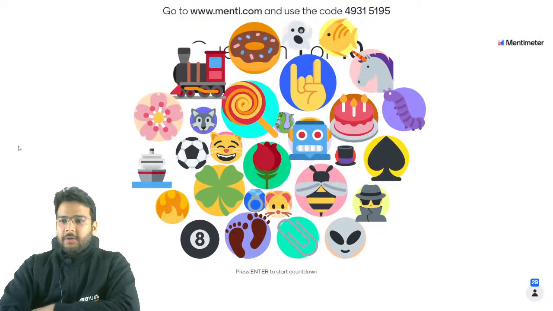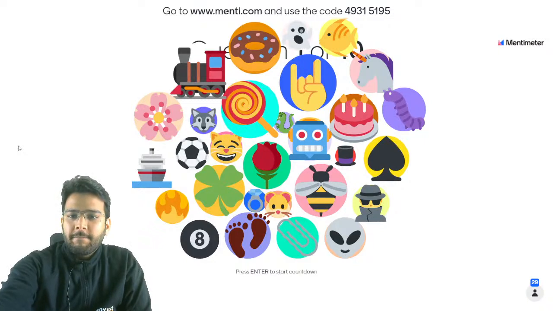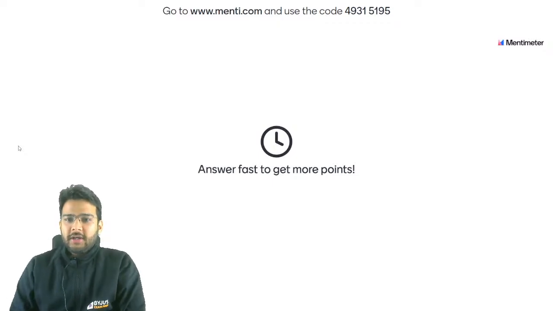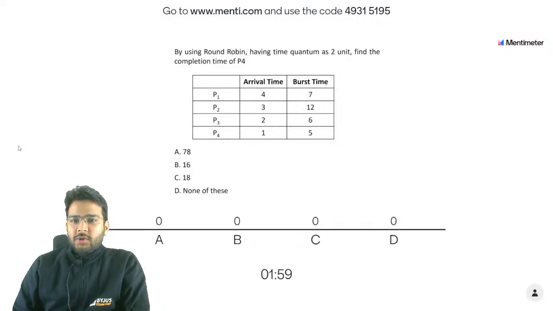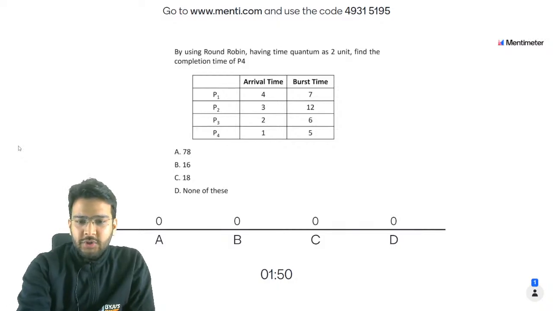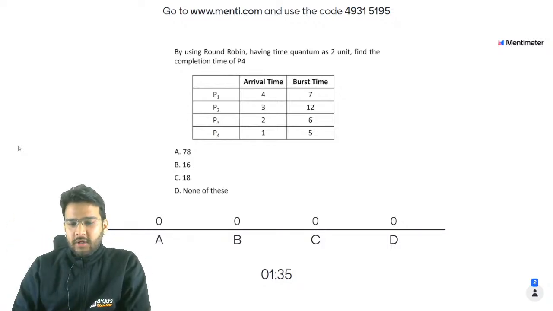Okay, so shall we start now? Now we are going to start. Right, so let's start the session. And this is the first question on your screen, guys. Be ready with your pen and paper and quickly solve the question. You have 2 minutes to solve this question. You have to answer over there only, okay?